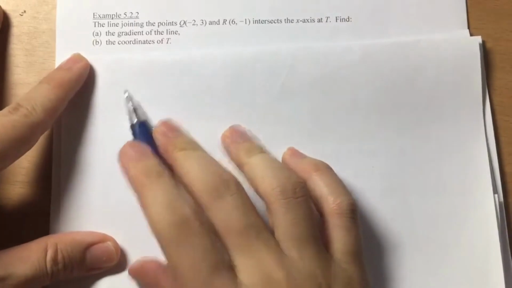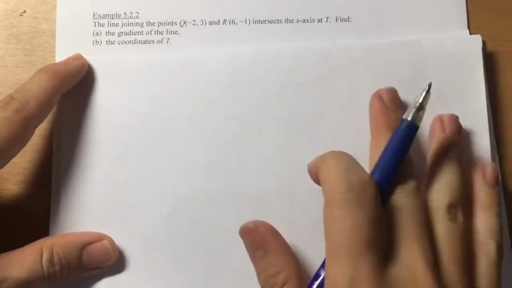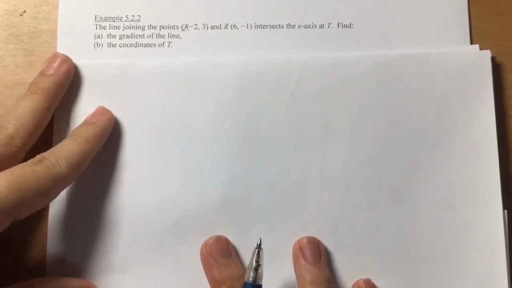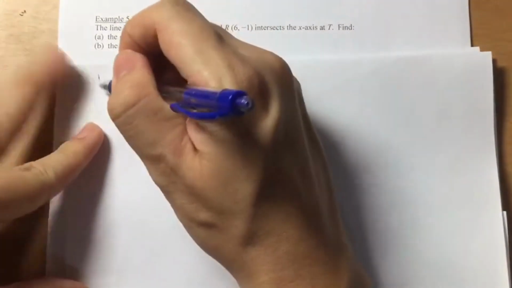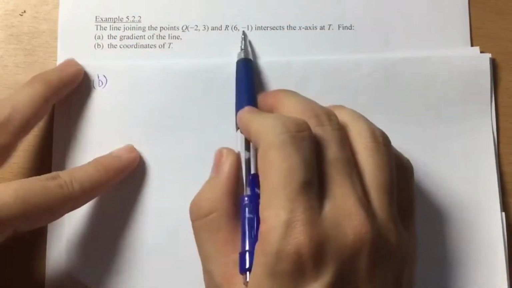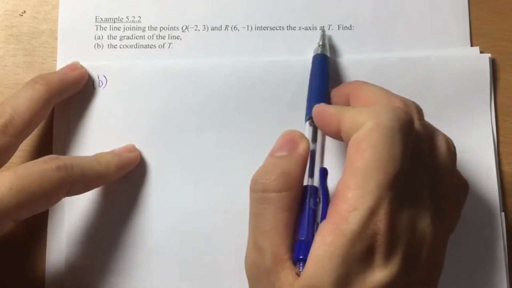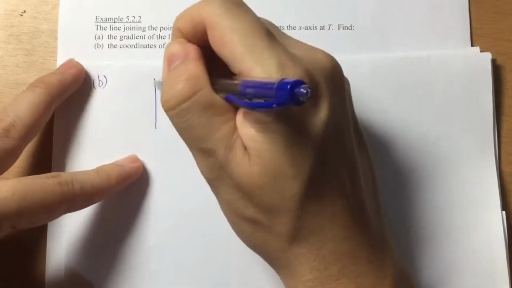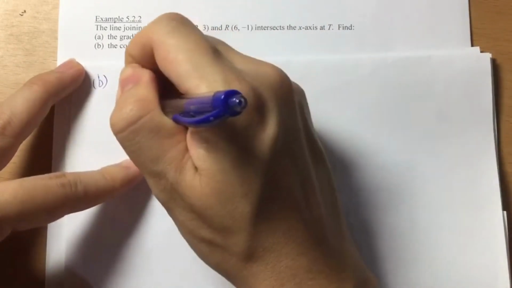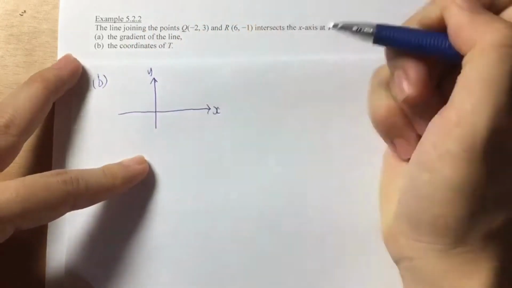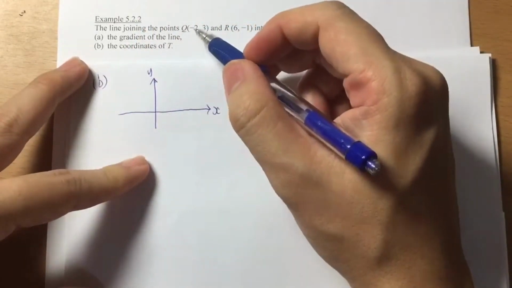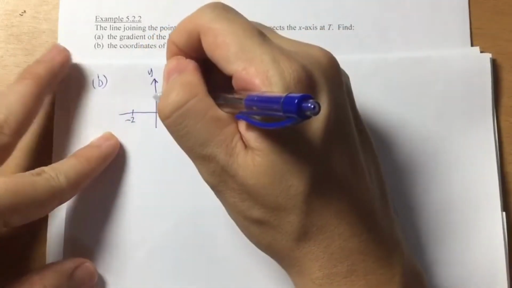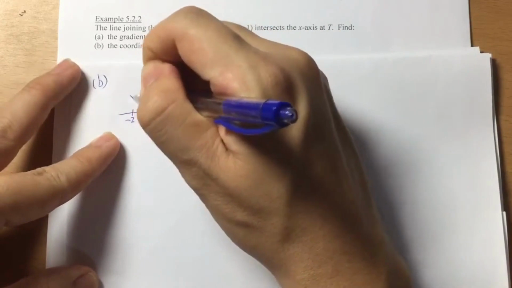Okay, so for this particular question, part B, we are supposed to find the coordinates of T. So let's see. Oh, we already have 2 points here, intersects the x-axis at T. So usually I would like to kind of do some simple sketch. So Q, x is negative 2, y is 3. So somewhere here.